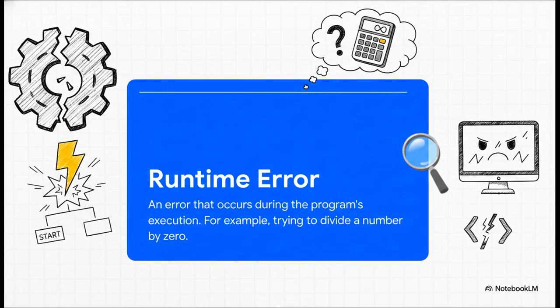Next are runtime errors. Now these are a little different. Your grammar is perfect, your syntax is fine, but you've told the computer to do something that's just impossible. The classic example is trying to divide a number by 0. Your code is totally valid right up until the moment it tries that impossible task, and then it just crashes.